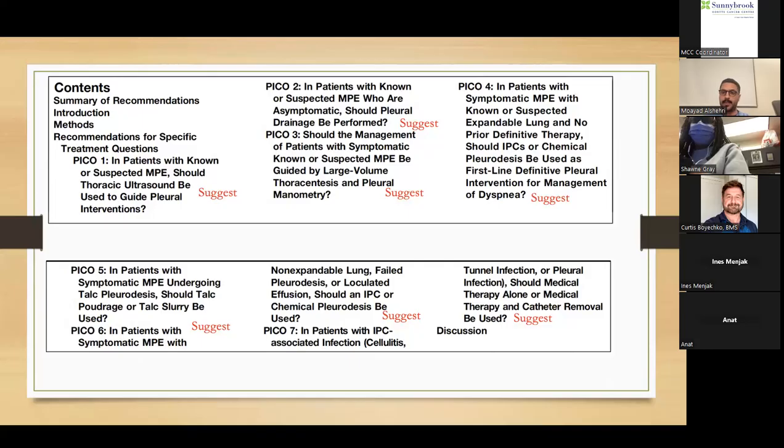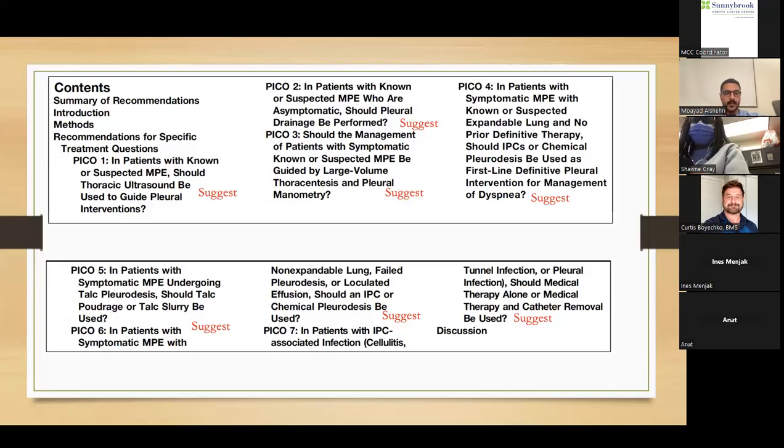PICO 4, in patients with symptomatic malignant pleural effusion with known or suspected expandable lung and no prior definitive therapy, should you go with IPC versus chemical pleurodesis as a first line? And if you have a non-trapped expandable lung, they suggested that you can go with either approach.